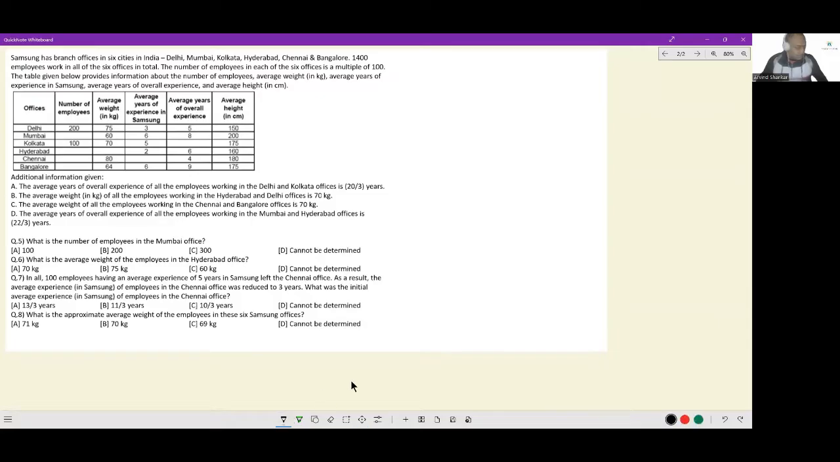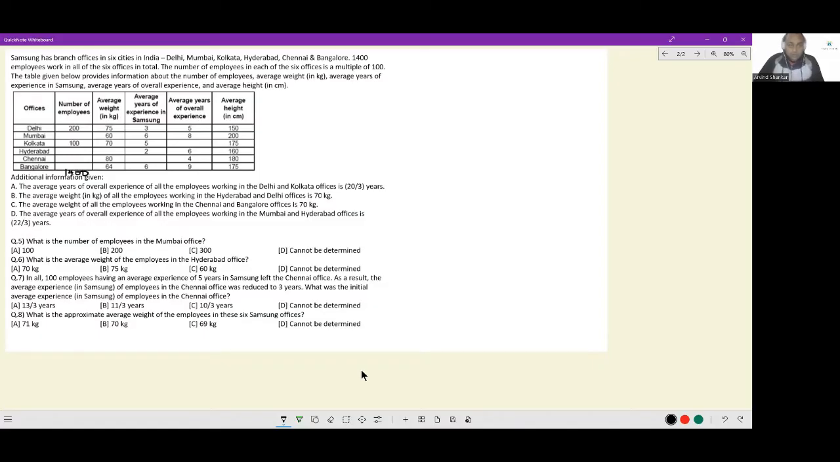Let's look at this question. Samsung has branch offices in 6 cities in India: Delhi, Mumbai, Kolkata, Hyderabad, Chennai, and Bangalore. 1,400 employees work in all the 6 offices in total. So this column, number of employees, adds up to 1,400.